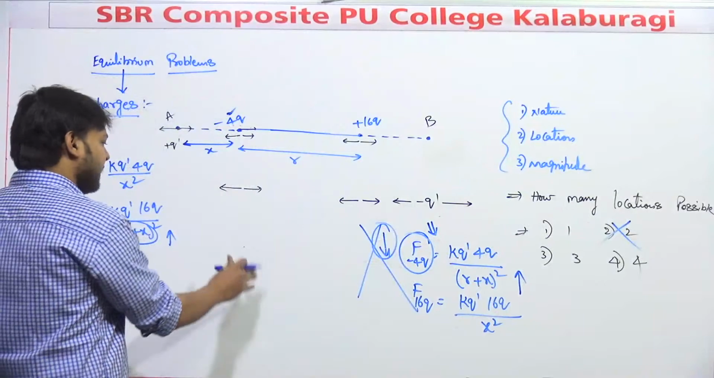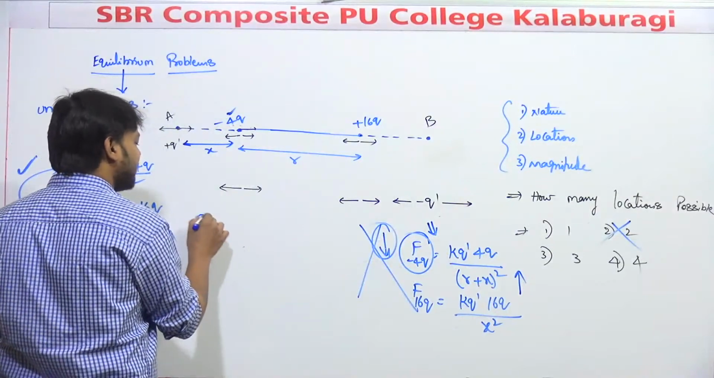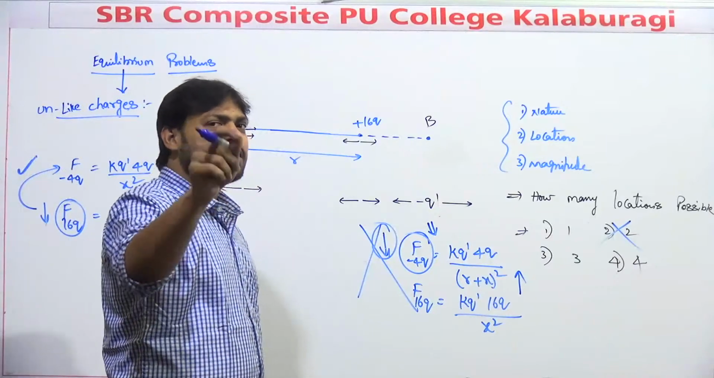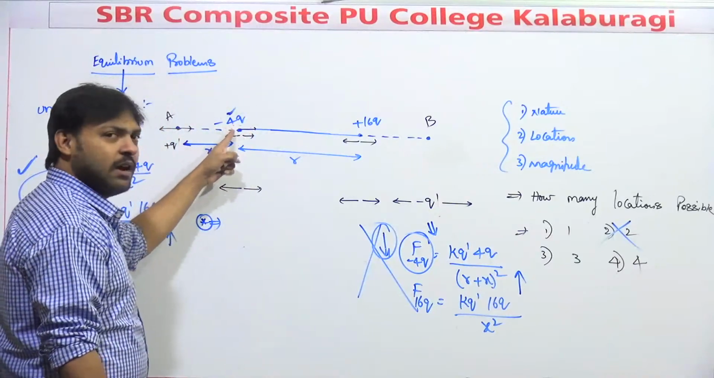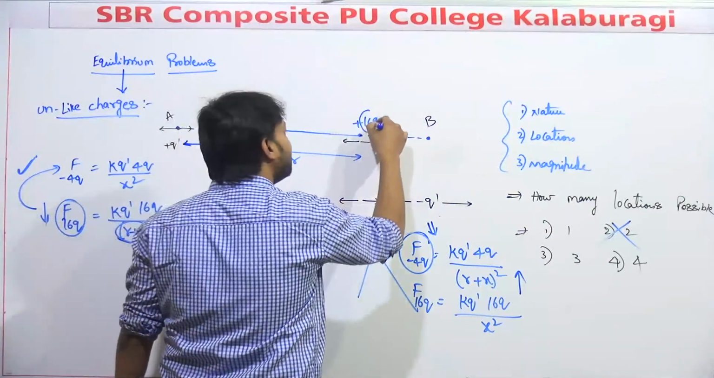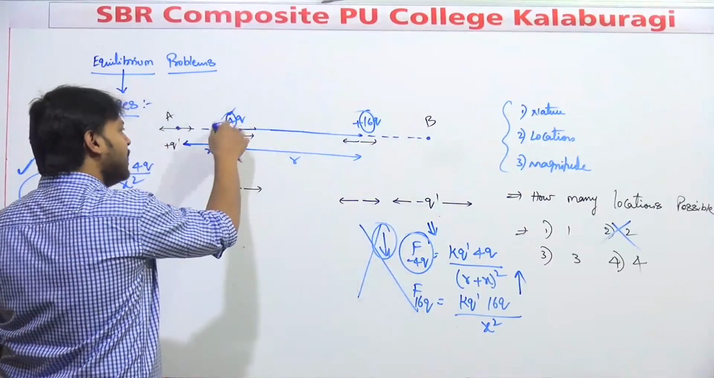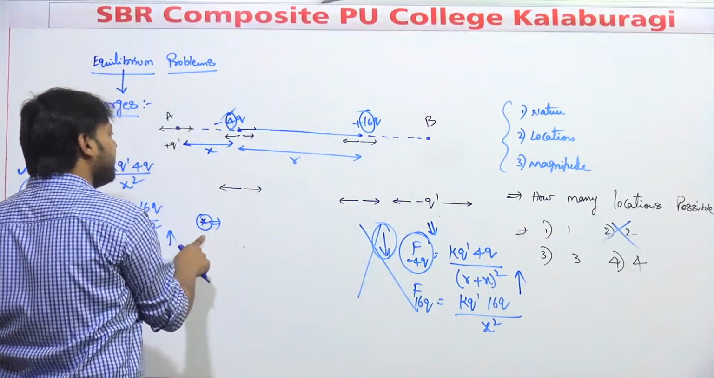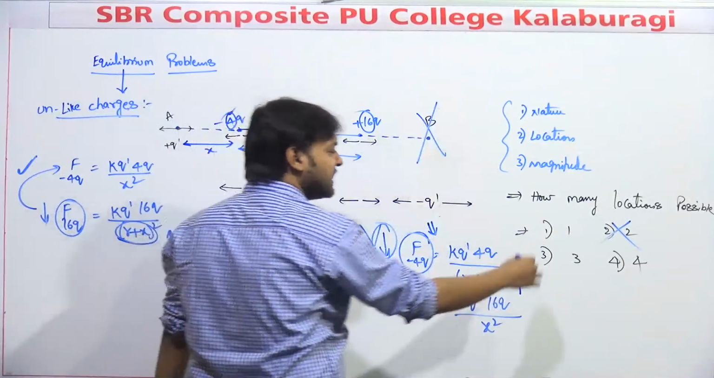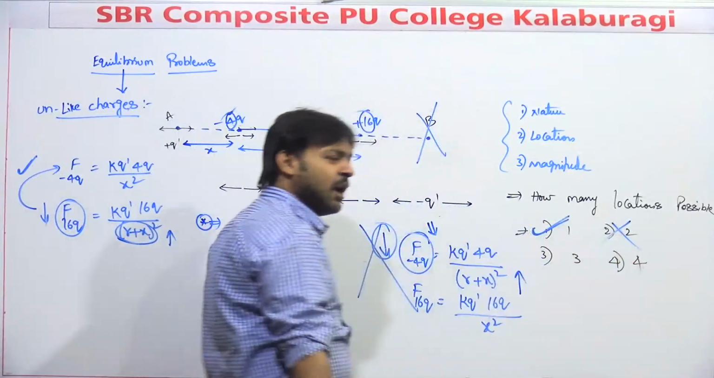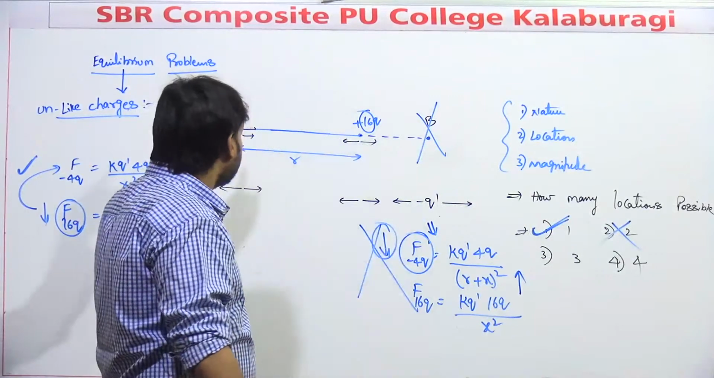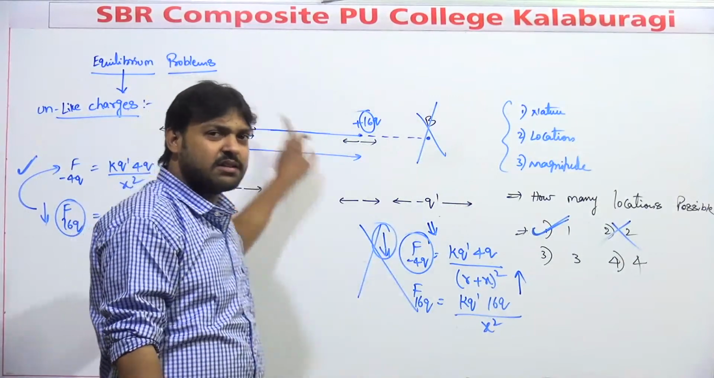So what is the condition now? If unlike charges are there, where will we get equilibrium? Always nearer to the smaller charge. Don't see the sign, only see the magnitude. 4 and 16, which one is smaller? 4. So nearer to 4 we will get equilibrium. So this point is wrong. So how many locations in a sense? Only one. That should be nearer to the smaller magnitude charge. Don't see that minus.